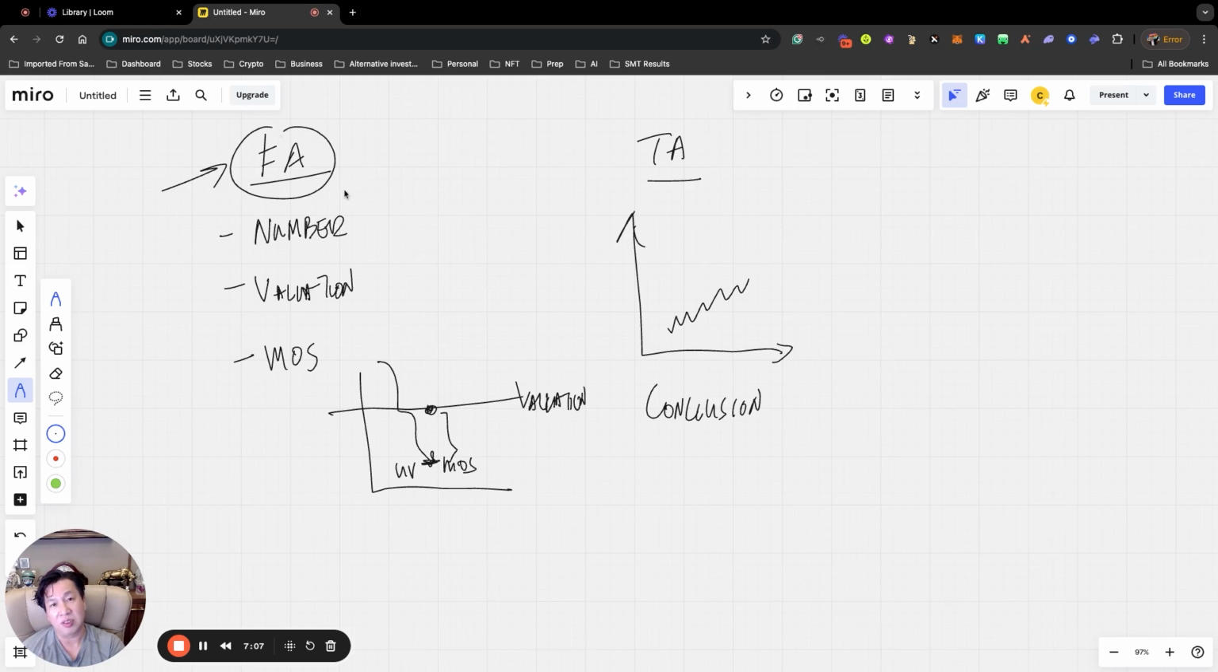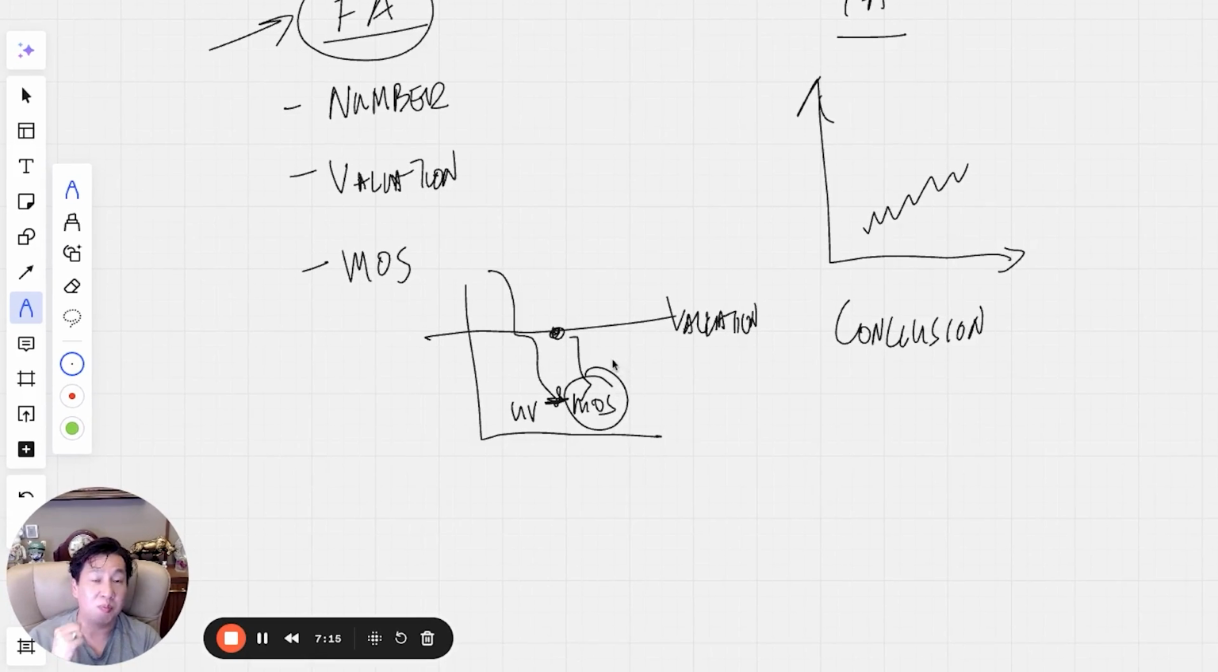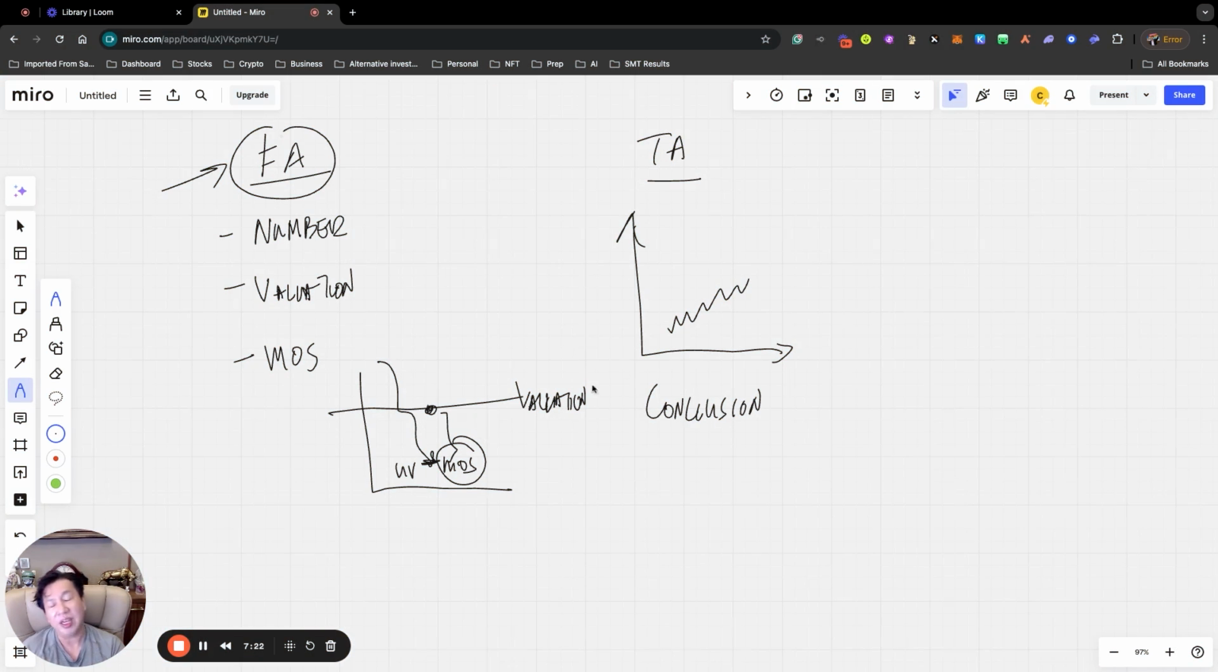Okay, that's fundamentals. However, I will not just buy the share because there is a margin of safety. I will not do that. Why? Because there will be things that we do not know. So what I do is I'll look at technicals. Do my fundamentals and my technicals agree?